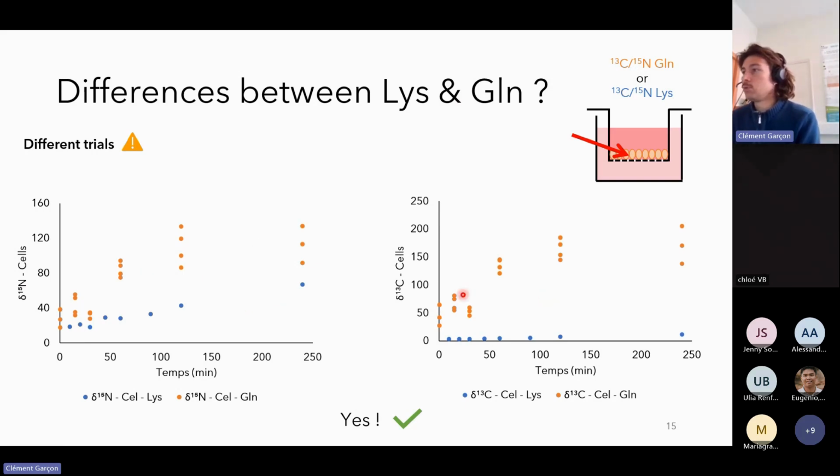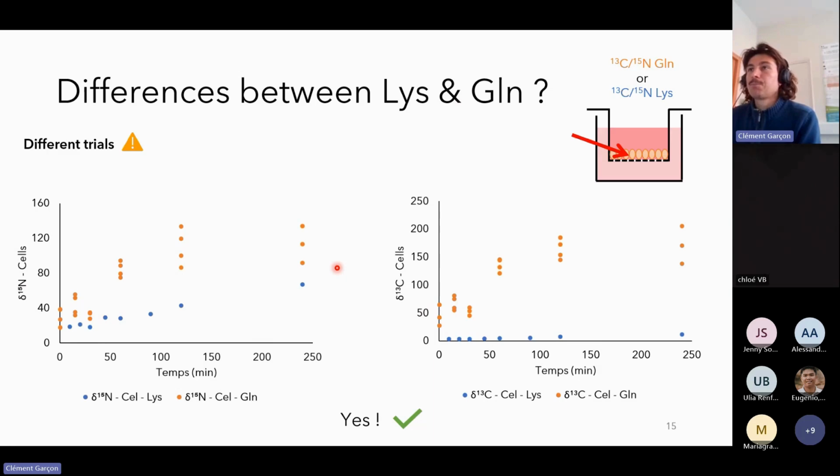It's something we need to investigate. Also, something to note here is that after like 30 seconds, we're already able to detect enrichment in the cells. That would mean that our cells already contain the labeled amino acids. Is it the case, or is it because we didn't rinse our cell layer properly? We are not sure yet because it can go very quickly, but I'm not sure it should be that fast.